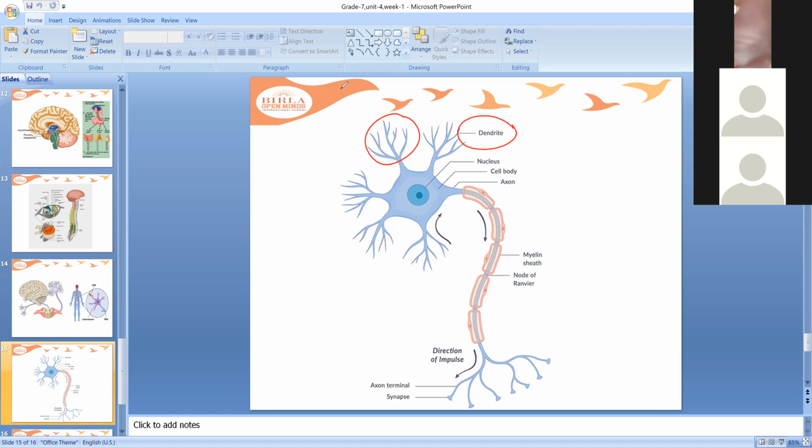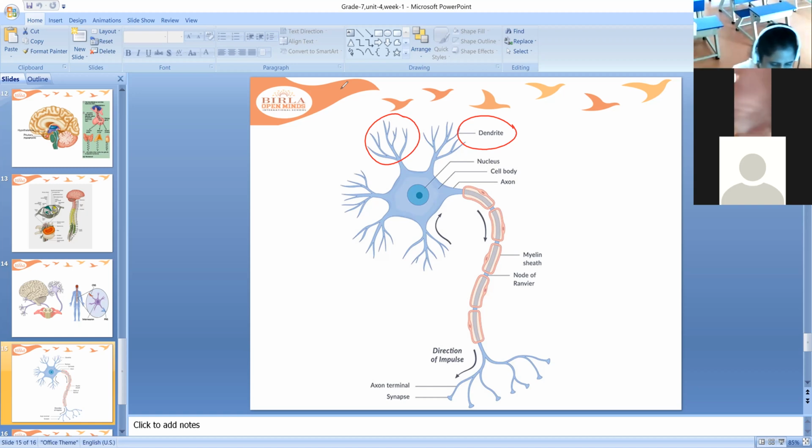Now, going into detail about these neurons, they are classified as motor nerves, sensory nerves, and mixed or relay nerves. So we have already learned about the motor and sensory nerves. So what are motor nerves? What are sensory nerves?